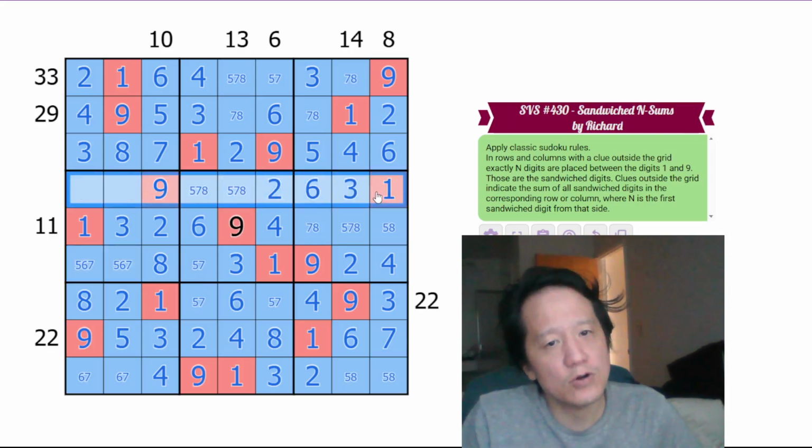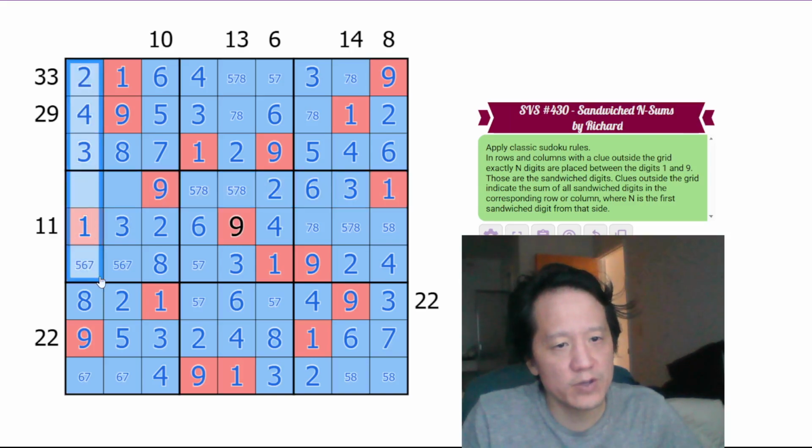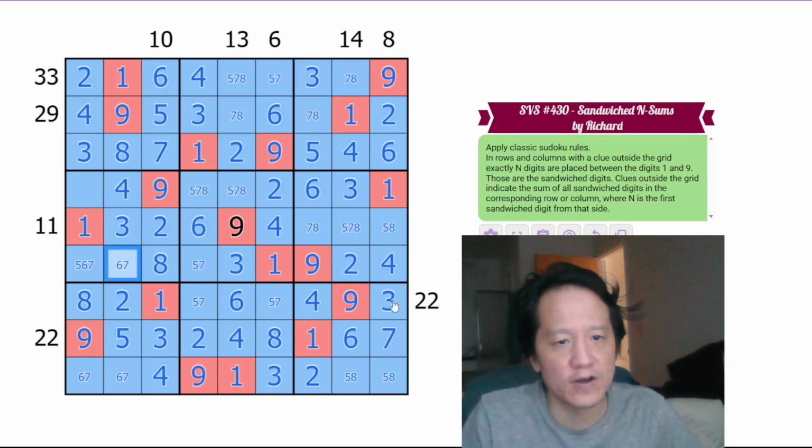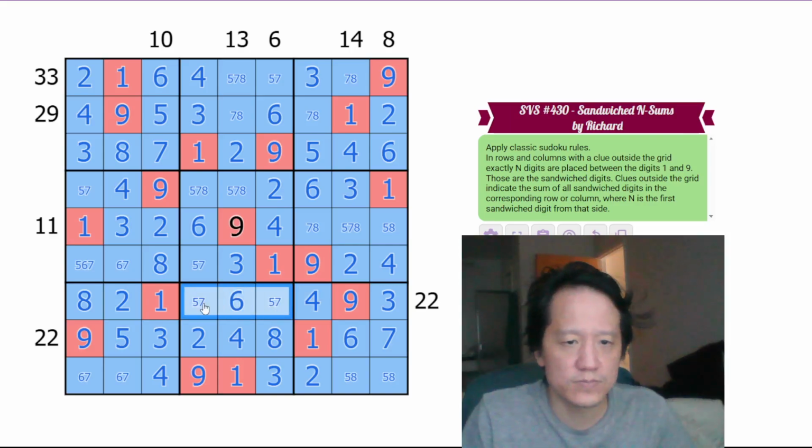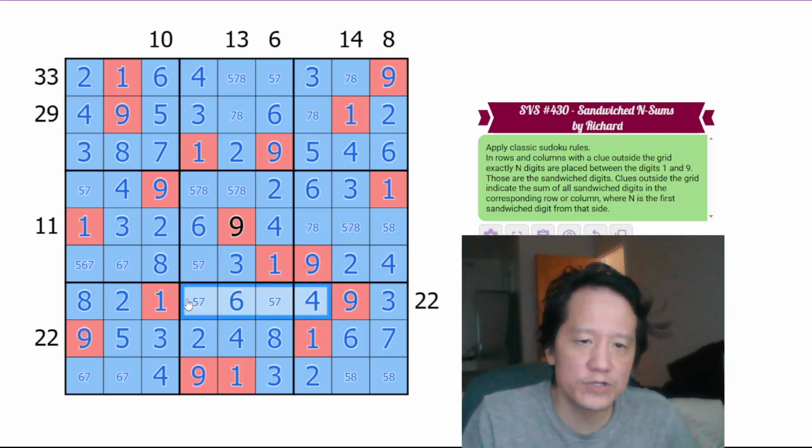In row 4, where's the 4? Can't be in column 1 because of the 4 in the column 1, and neither of these could be 4 because of the 4 in the box, so this must be a 4 here. This can't be 5. This is 5 or 7 here. So we got 4 digits going that way.